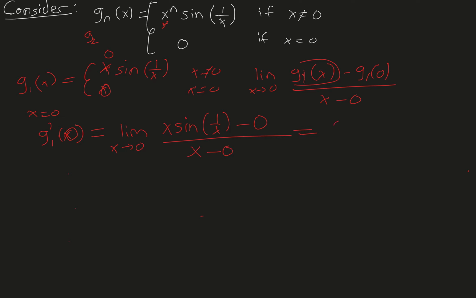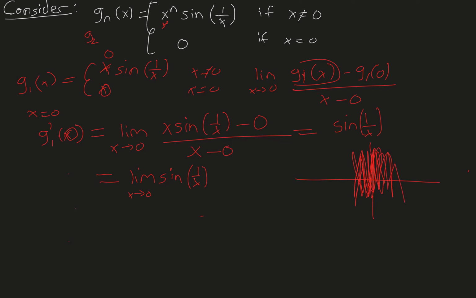And this simplifies to sin(1/x). So if the derivative exists, then this limit as x approaches 0 of sin(1/x) should exist. But this is a famous function for those of you who haven't seen it yet. This function oscillates wildly at 0. It has some mad fluctuations there at 0.